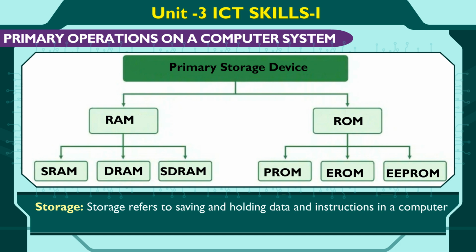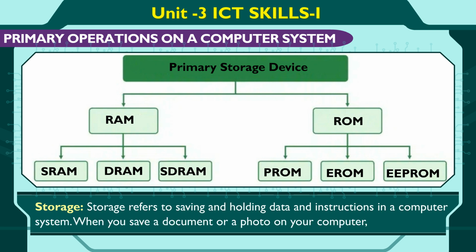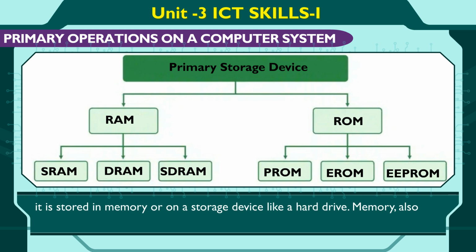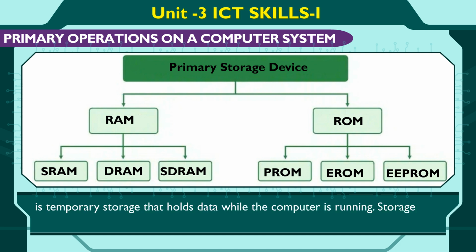Storage. Storage refers to saving and holding data and instructions in a computer system. When you save a document or a photo on your computer, it is stored in memory or on a storage device like a hard drive. Memory, also known as RAM, is temporary storage that holds data while the computer is running. Storage devices retain data even when the computer is turned off.